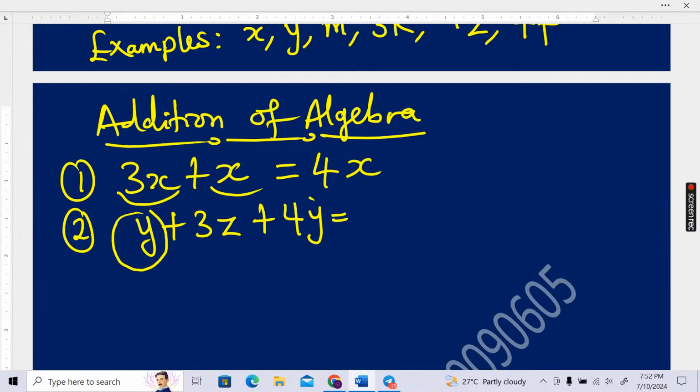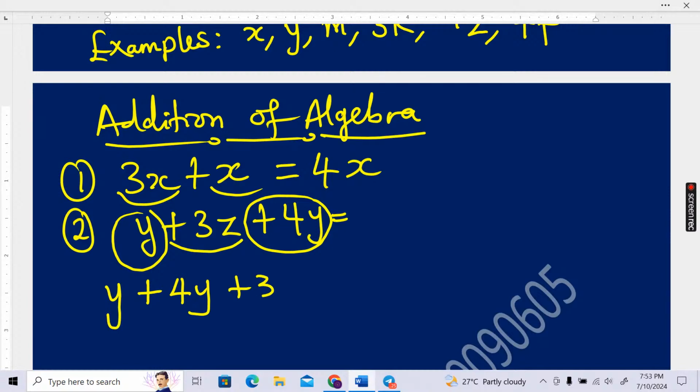y and plus 4y look alike. So let's put the like terms together. We have y, then we have plus 4y. Then you can now fix plus 3z after putting the like terms together.